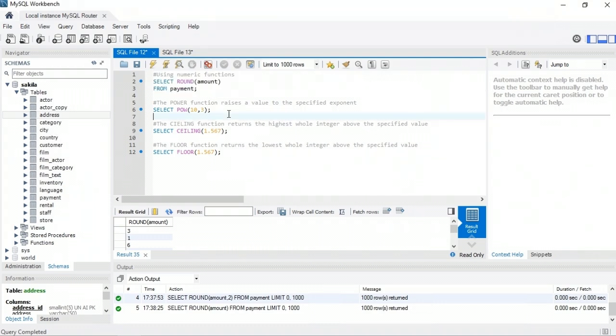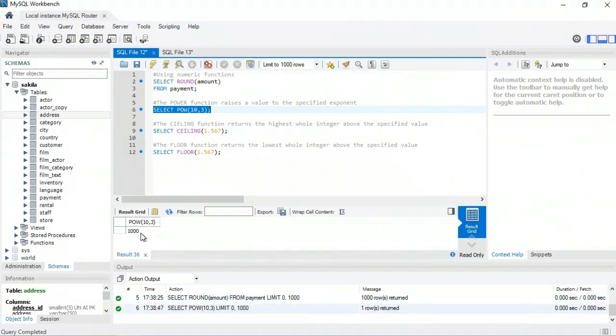The power function raises a value to a specified exponent. So in this case, I'm selecting POW for power. This is the initial value. This is the exponent, and it can be any exponent. So in this case, if I were to execute this, 10 to the power of 3 is 1,000. There's the answer. And of course, you could put in a column value here. It does not need to be an explicit value. It can be just about anything.